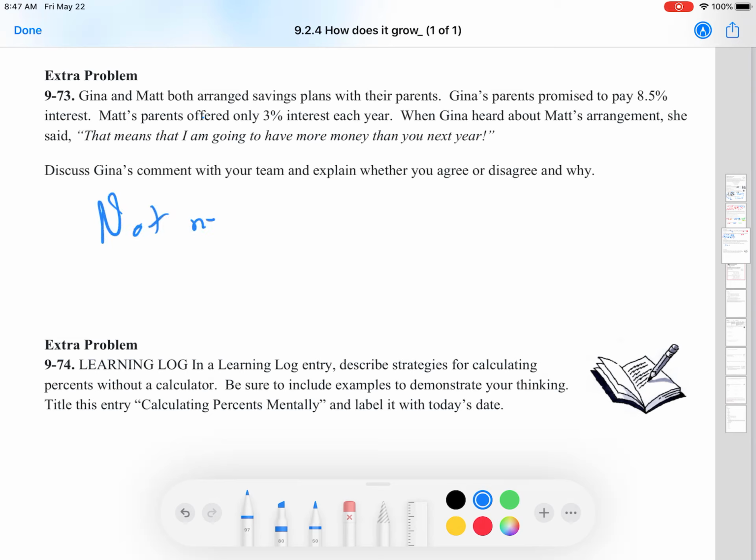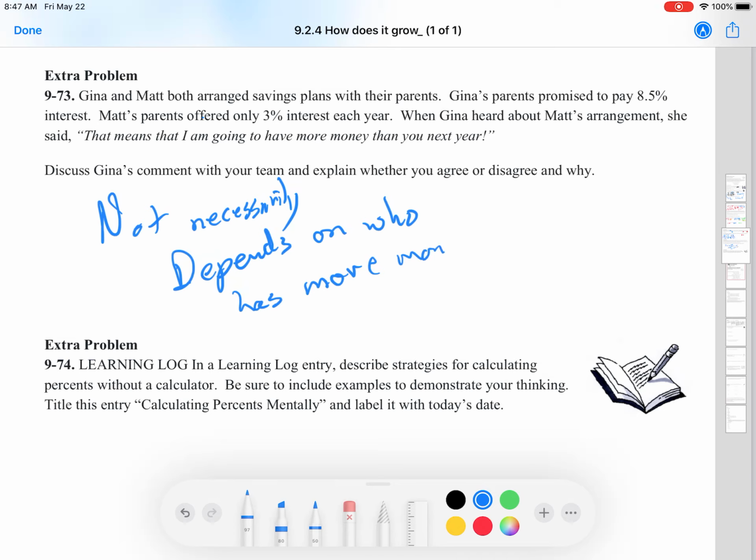Not necessarily. Hopefully I got that spelled right. Not necessarily. Because what if Matt had $1 million at 3% and Gina had $1, right? It really depends on who has more money, right? More money. Now, will she earn more?